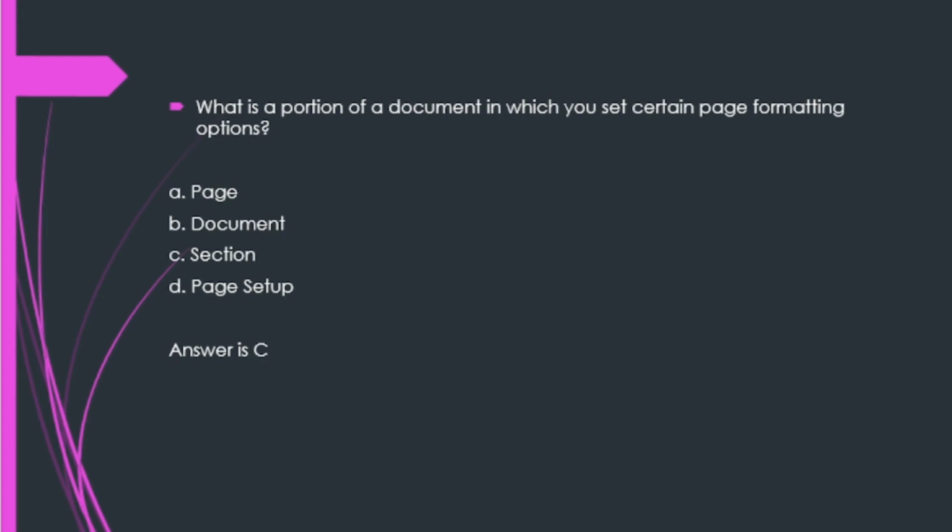What is a portion of a document in which you set certain page formatting options? The correct answer is C. Section.